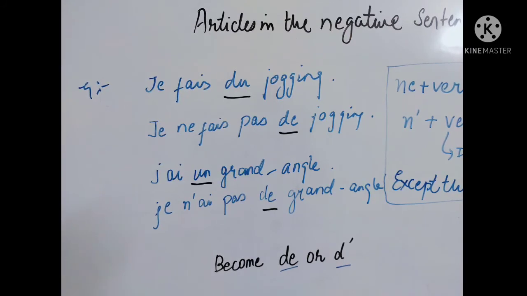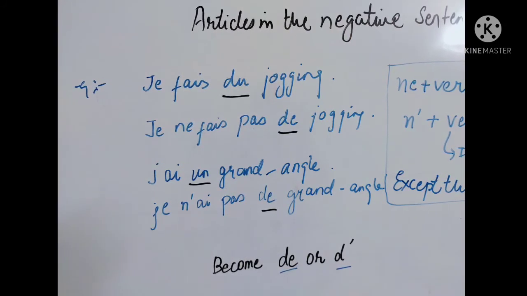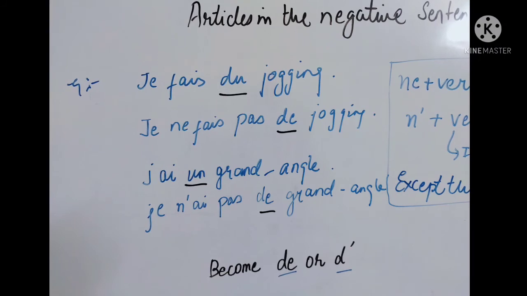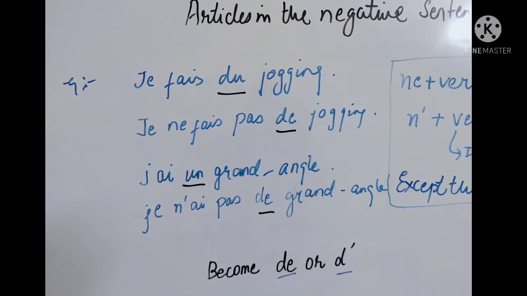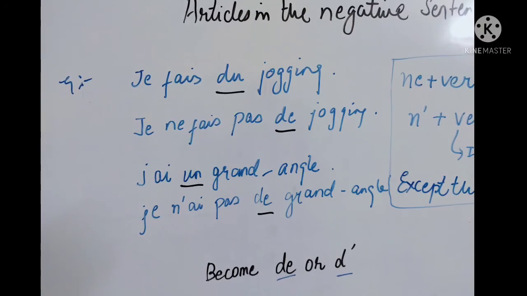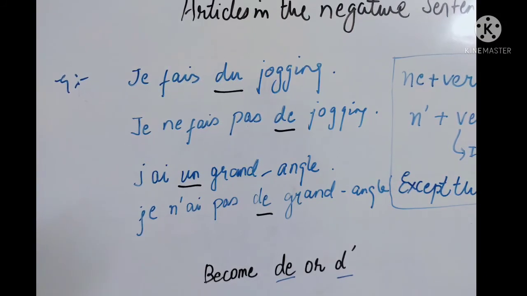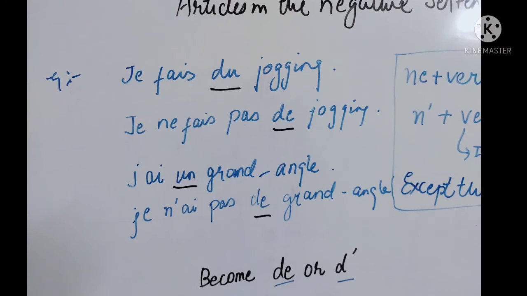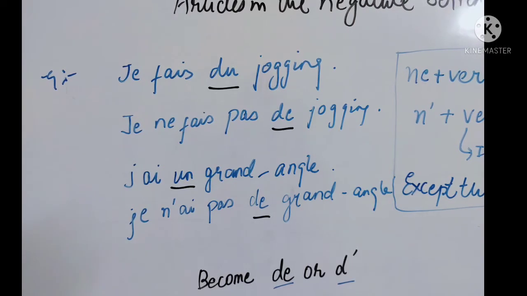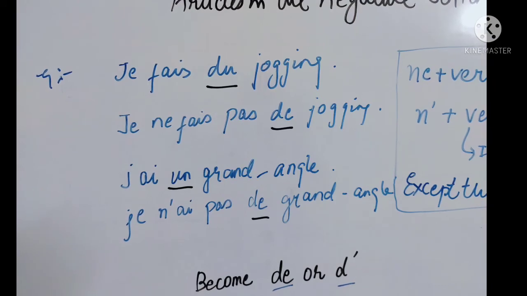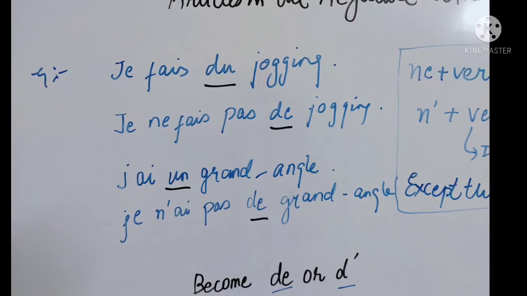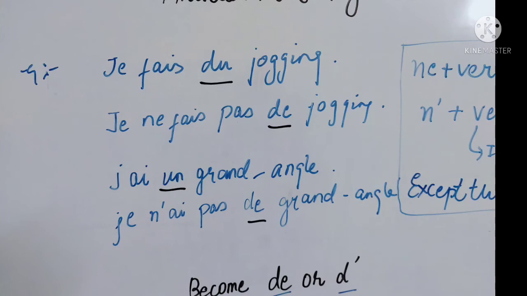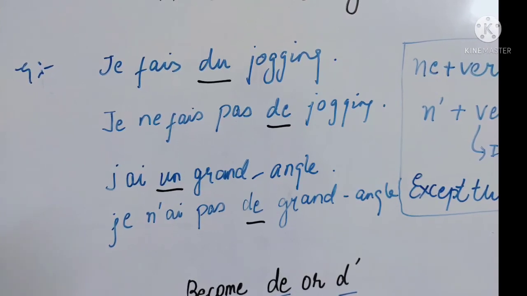Let's have a look at the example. Je fais du jogging. I do some jogging. Je ne fais pas de jogging, which means I don't do any jogging. Now, in the previous example, du changes to de. In I do some jogging, du here stands for some. Now, de here is any. I don't do any jogging. Understand? Because it's a negation one. So, it makes sense. Now, let's have a look at another example.